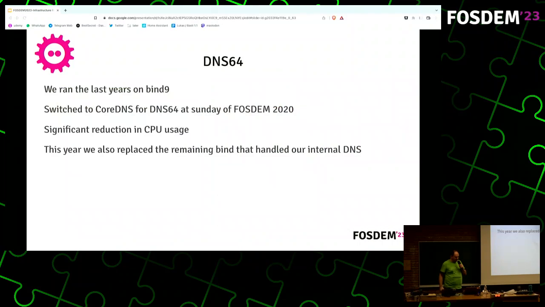So the challenges for this year: DNS64. All the years we've been running on BIND 9 since ages, and we switched to CoreDNS, just testing it on Sunday of FOSDEM 2020. We really saw a significant reduction in CPU usage, and that's why we stuck to CoreDNS since then. And this year we also replaced the remaining BIND installations that we handled for all the internal DNS and all other recursive stuff that's been used here to provide you internet access.